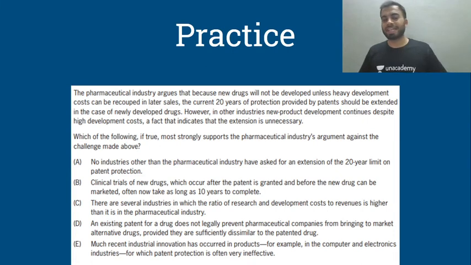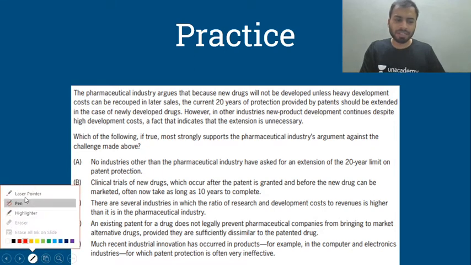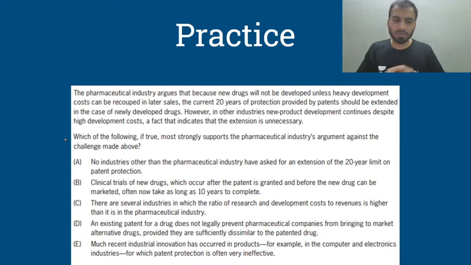Let's dive right into critical reasoning now. Let me read out the question, and then I'll give you a couple of minutes to choose an answer, and then I'll move into explaining it all. Which of the following, if true, most strongly supports? So, this is a strengthening question. Most strongly supports the pharmaceutical industry's argument against the challenge made above.